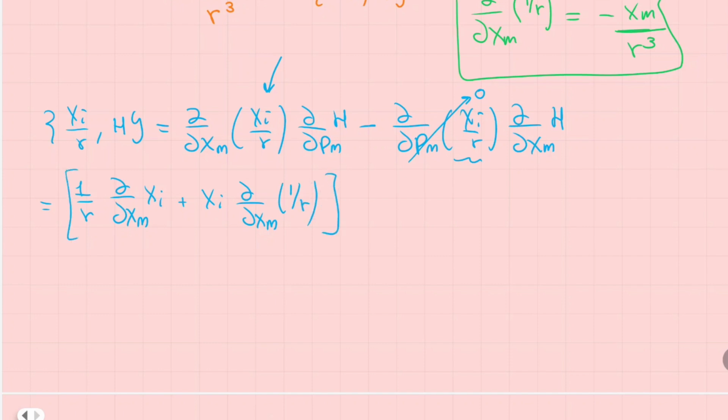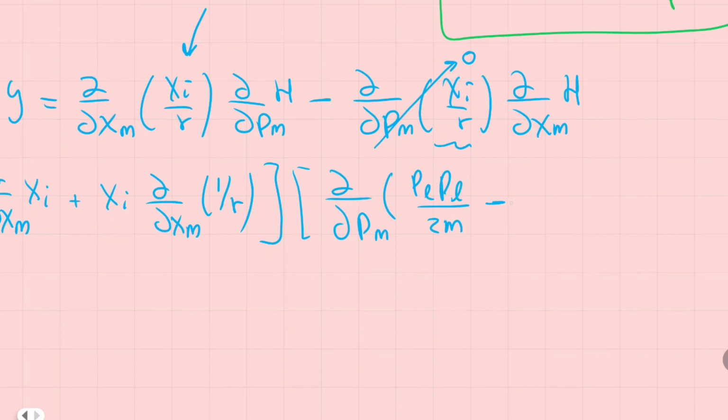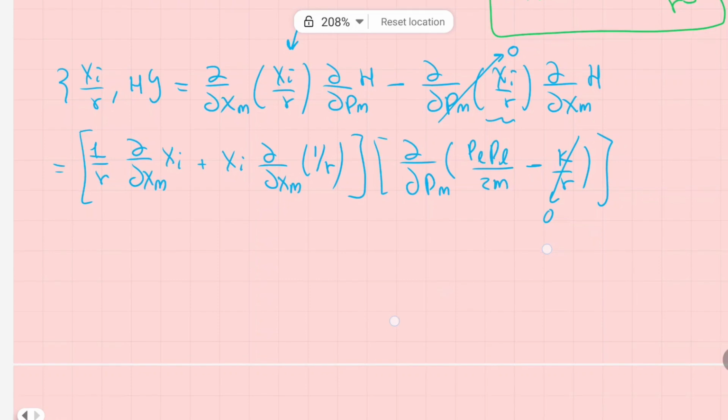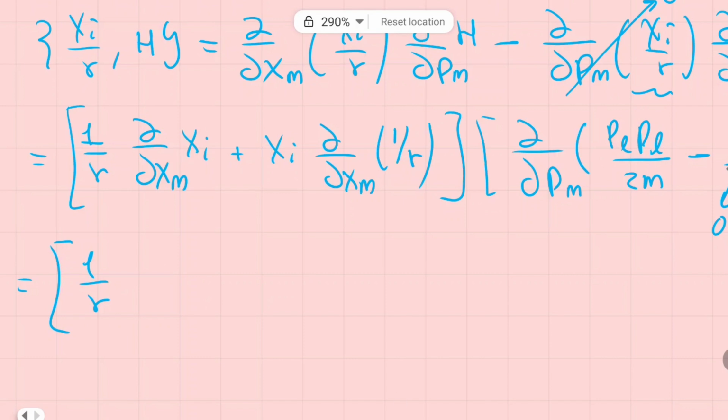And this all multiplies the partial derivative with respect to pm of h, but h, remember the definition that we gave, it is pl squared over 2m. I just switched l for i, and then minus k over r. Again, it is easy to notice that this quantity does not depend on pm, so when we take the partial derivative with respect to pm, this is going to be 0. Perfect. So we are going to have 1 over r here. Here we have a Kronecker delta again. This is the Kronecker delta im.